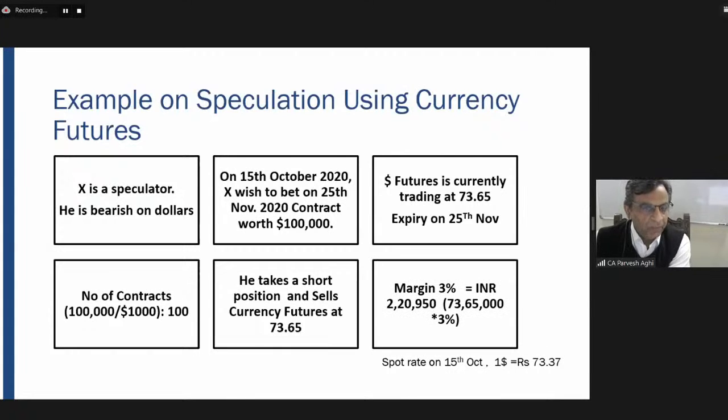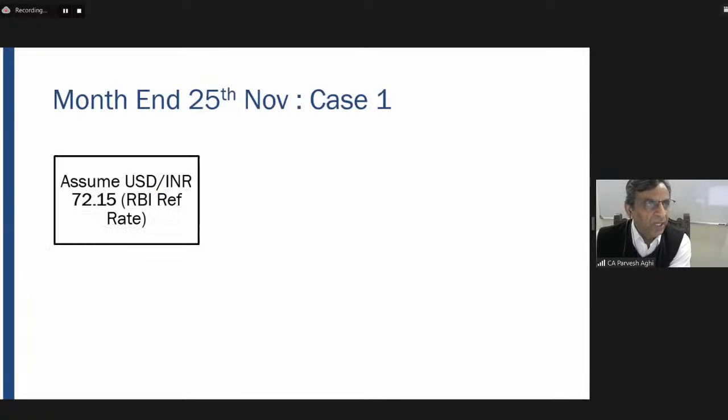So margin is 3%. He pays, which is 2,20,000. Okay, so the first scenario, assume that the dollar goes down to 72.15. So he's bearish. So dollar has actually come down. So he's making money.